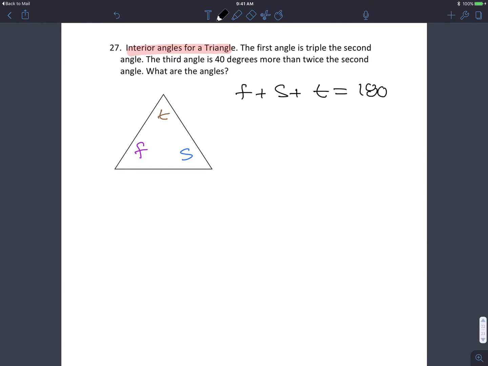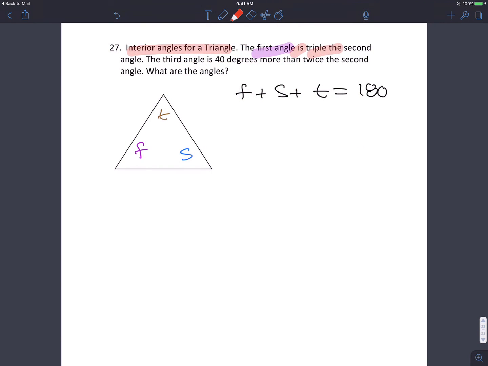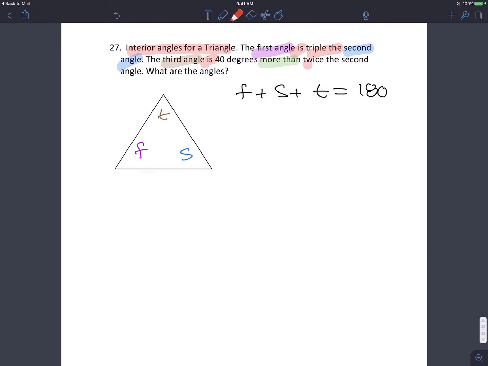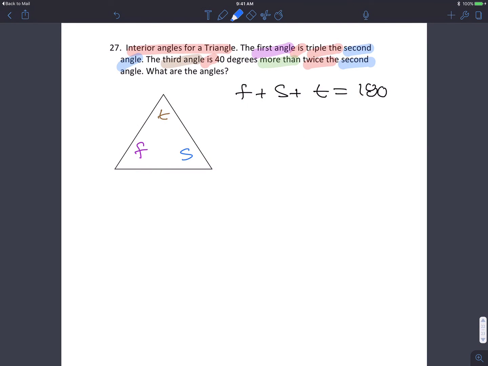Now let's go back, first. First angle is triple, 3 times the second angle. Okay. Now the third here, we'll say third angle is equal to 40 degrees more than, here's a more than phrase, and more than what? Twice, 2 times the second angle again. So let's write everything down if we can.